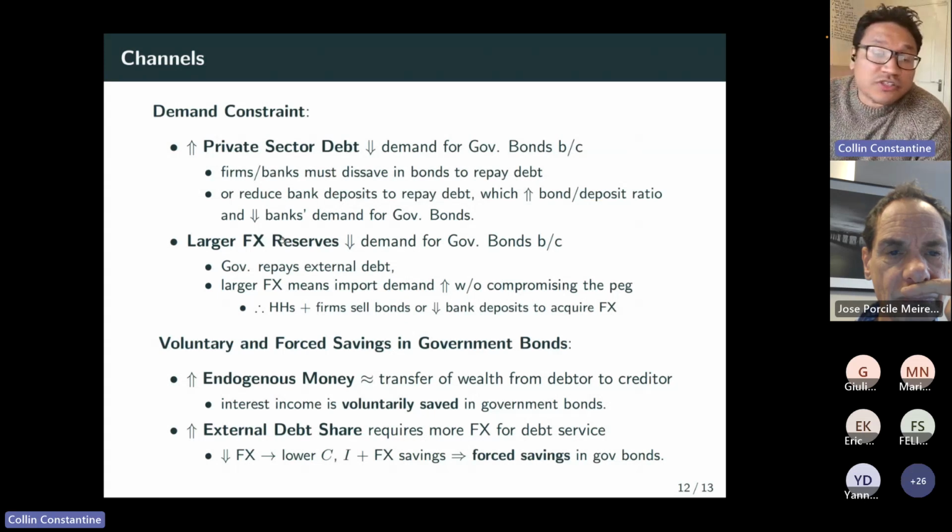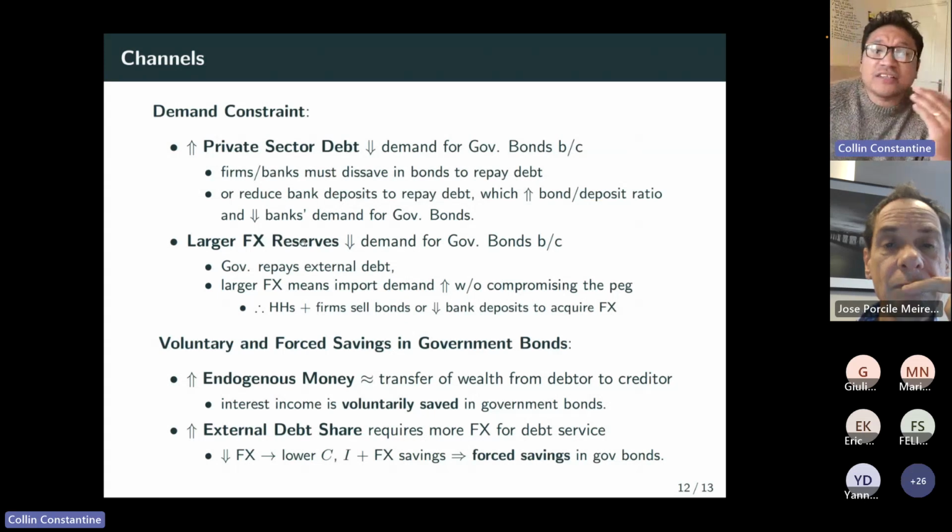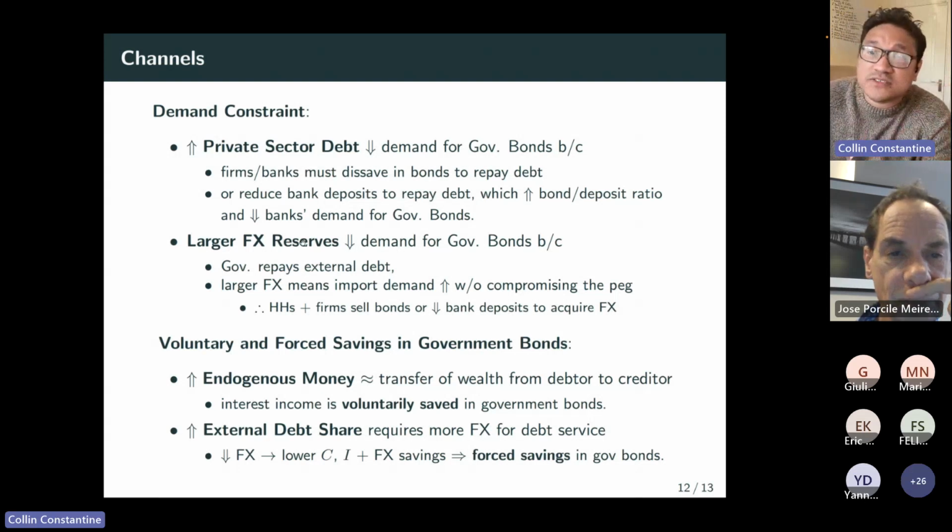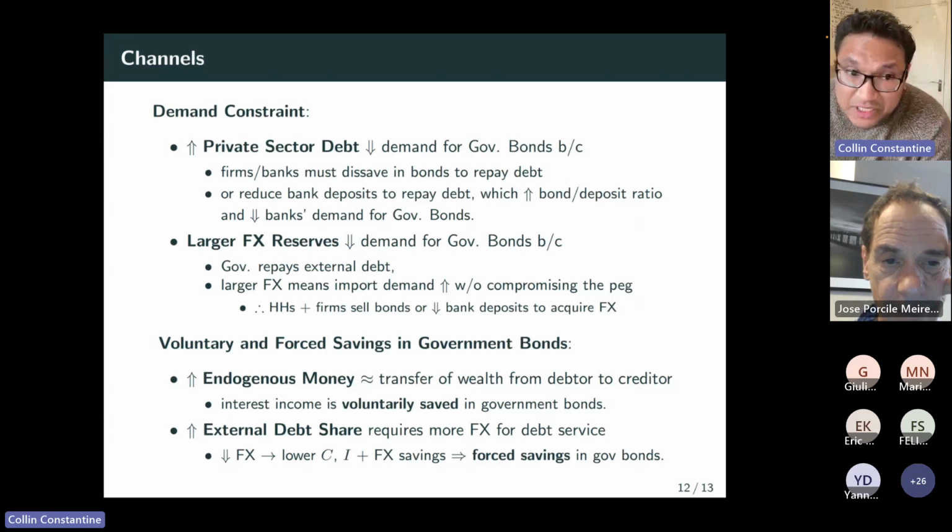All right, larger stocks of foreign assets held by the central bank. The obvious channel is, well, the government is a net saver, so to speak. So debt to GDP ratio should fall, or they use that reserves to repay external liabilities. Again, debt to GDP ratio should fall, right?